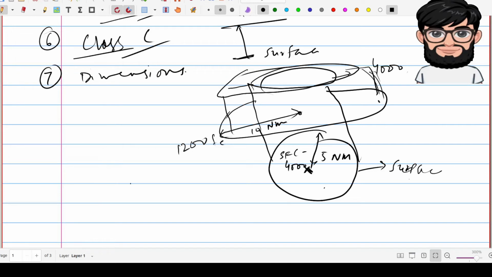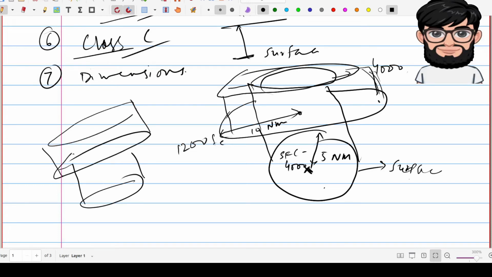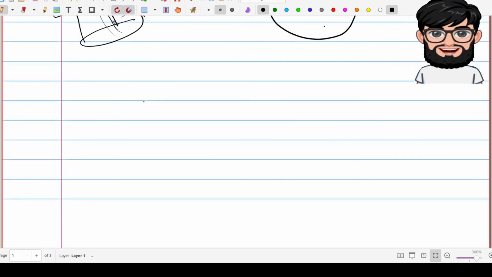Again, it's like this, and then this, and like this. For some reason I'm drawing it inclined, but it is not inclined, it should be straight. So from the surface to 4,000 feet out to 5 nautical miles, and then up to 10 nautical miles, starting from 1200 to 4,000. This is the kind of airspace we have for class Charlie.